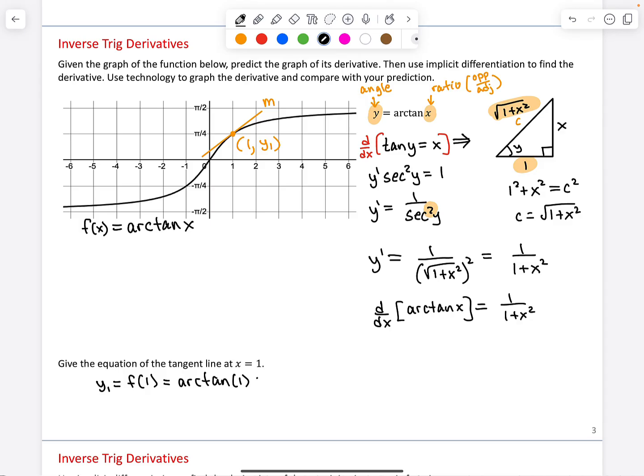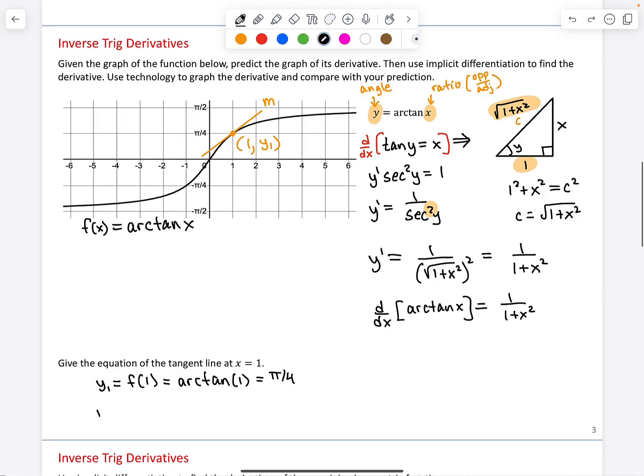So we're trying to find an angle at which the tangent is 1. That angle will be in the first quadrant, and the angle is on the unit circle. It's pi fourths, confirmed by this graph. Now the slope will be found by plugging the same x-coordinate but into the derivative function.